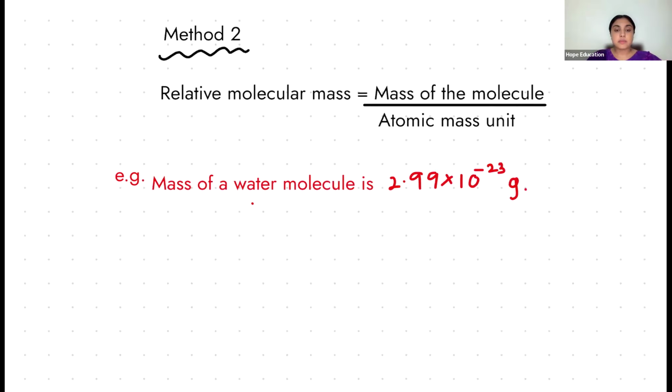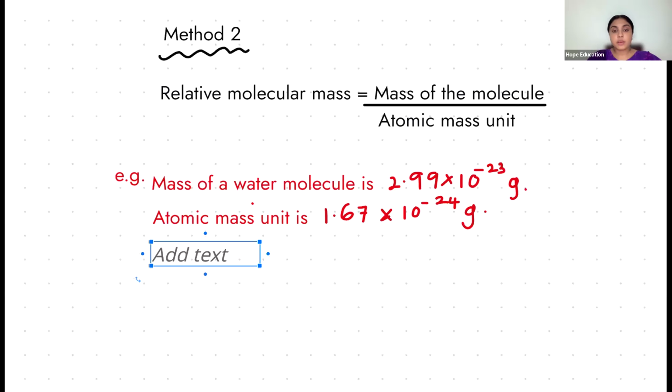Then the atomic mass unit is 1.67 into 10 to the power minus 24 grams. Find the relative molecular mass of water.